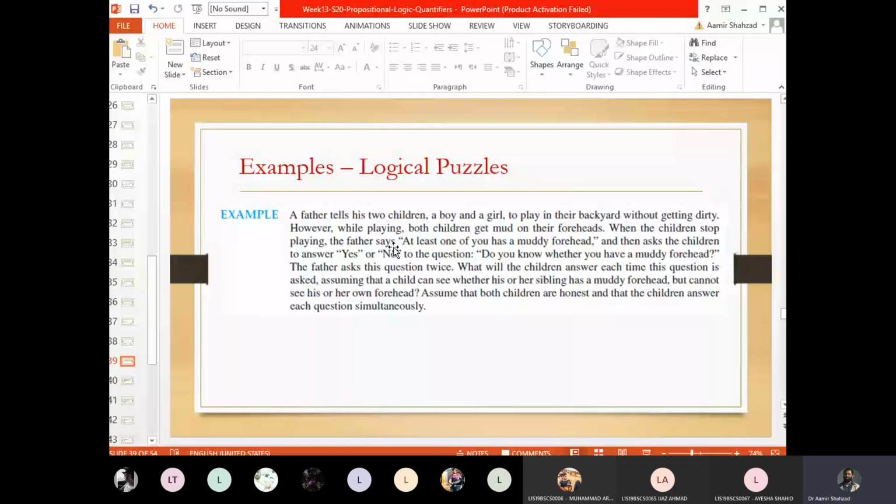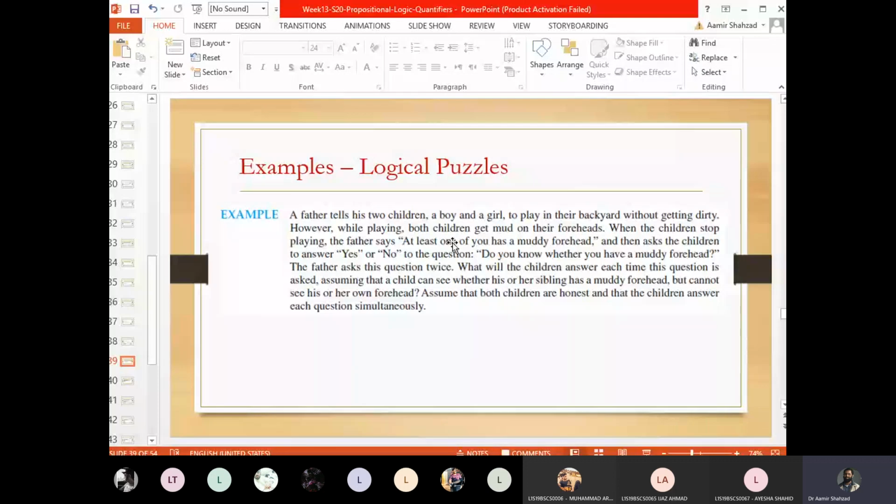We will discuss it there. But just analyzing these statements, you should be able to give the solution to this. This is just like a logical puzzle: given information, how do we deduce the result. So a father tells his two children, a boy and a girl, who are playing in the backyard, that they should not get themselves dirty. However, while playing, both children get mud on their foreheads.